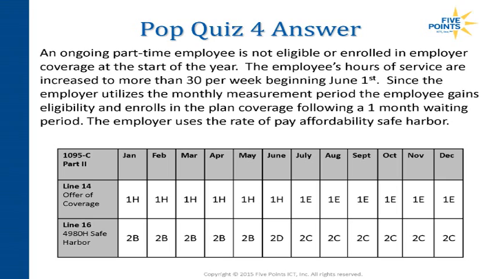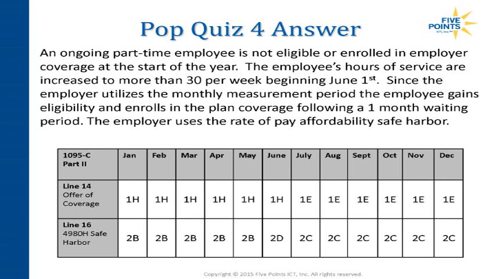Somebody used 1H for the months they were part-time and I didn't offer coverage to them. July is when they became eligible as a full-time employee. So I do 1E through the end of the year because they're using the rate of pay affordability safe harbor. I can't use 1A unless it was a poverty line. So I use rate of pay affordability.